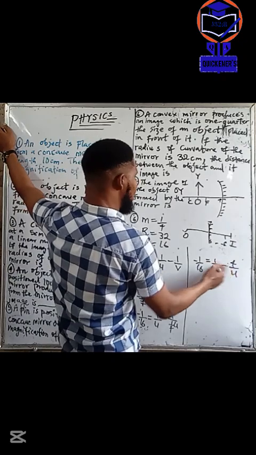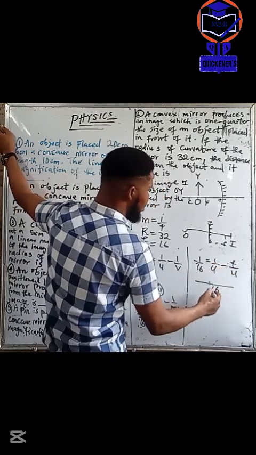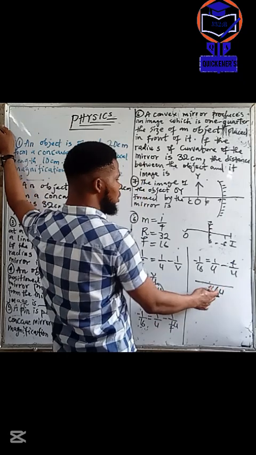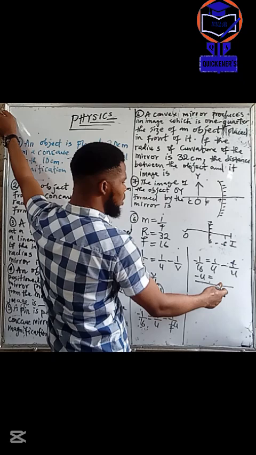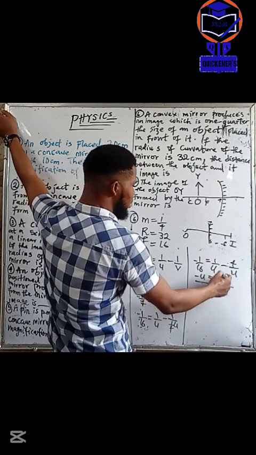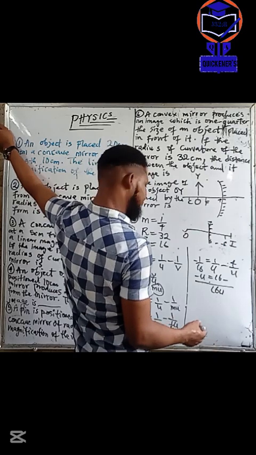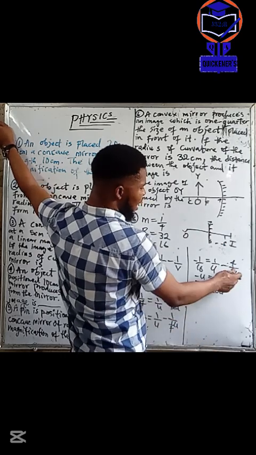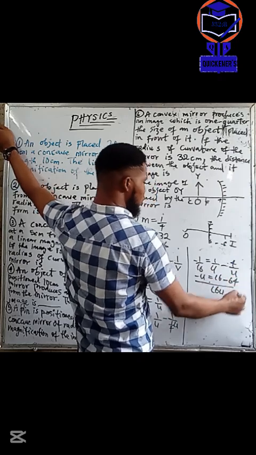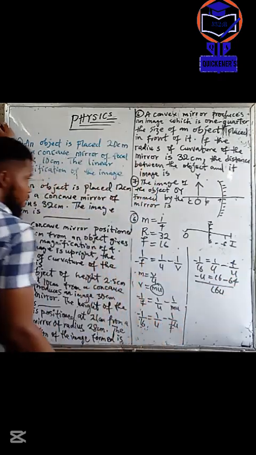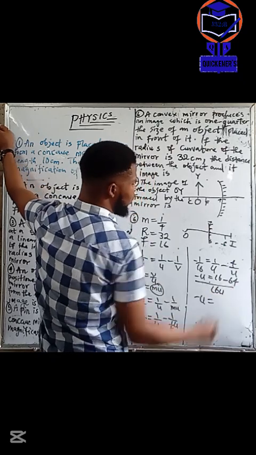Okay, so now what we have? Just LCM. LCM is what? 16 u, right? So 16 u divided by 16, that's minus u, right? Equal to 16 u divided by u, that is 16, minus 16 u divided by 4 u, that is 16 times 4, that's 64. Okay? Can you see that? So I have simplified it: minus u equal to 16 minus 64.